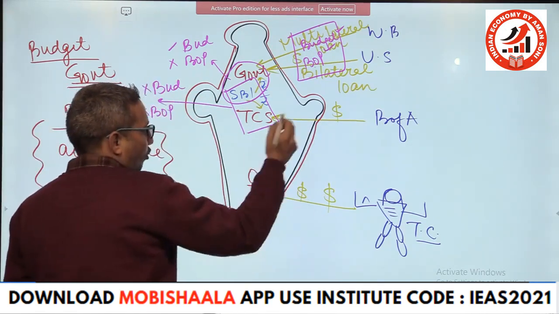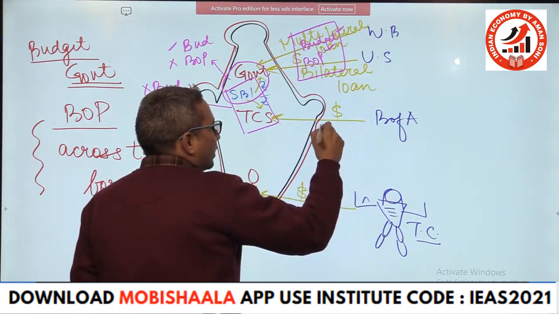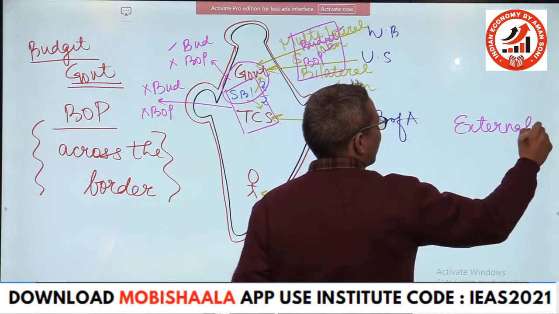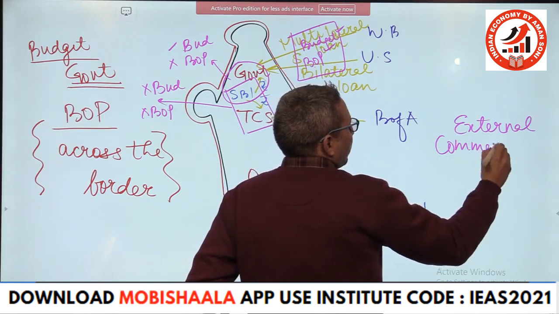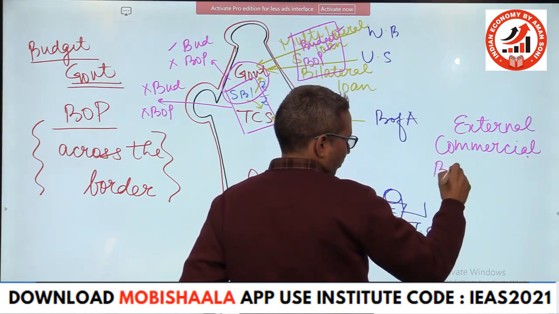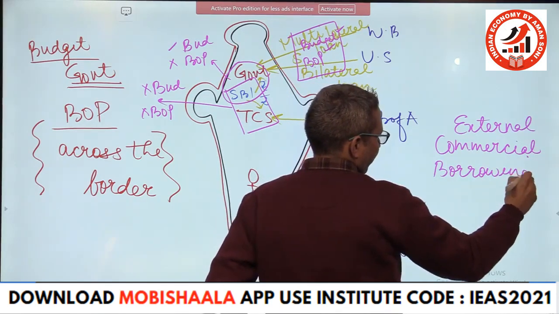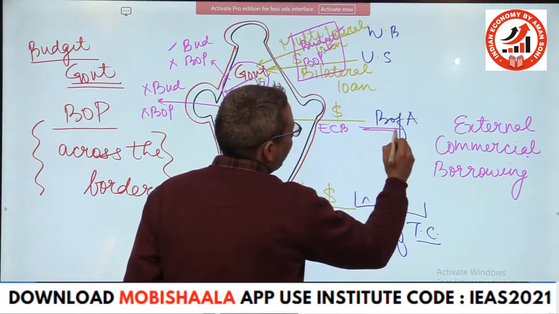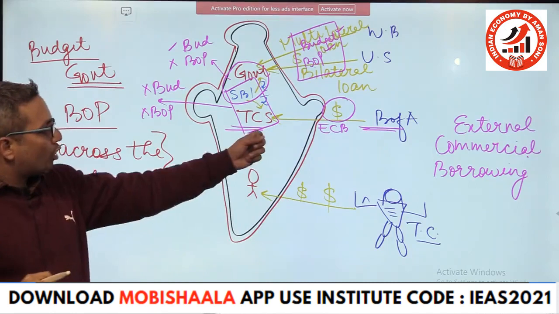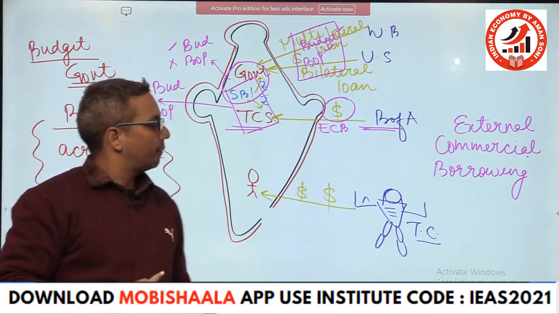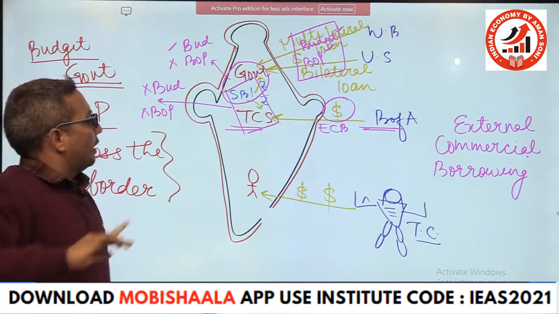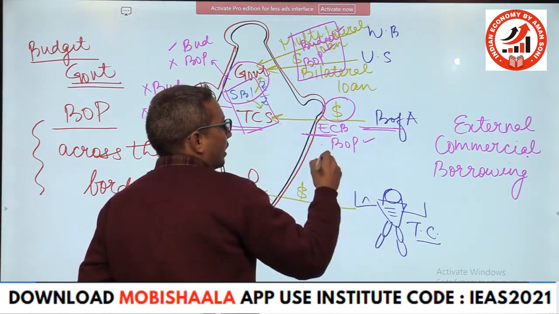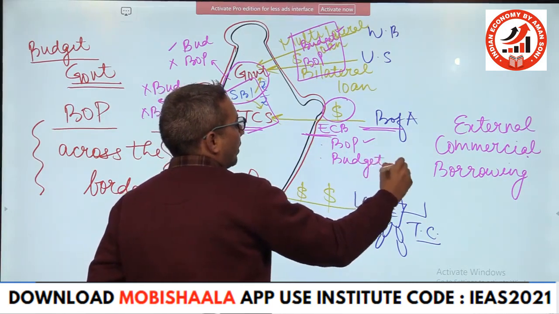This transaction where TCS is borrowing from a bank outside India is basically called ECB, external commercial borrowing. So what is external commercial borrowing? When Indian corporate borrows from outside the country in foreign currency, it's called ECB. In this transaction, the transaction is happening across the border, hence it is part of BoP, but it's not part of budget, because government is not a participant in it.